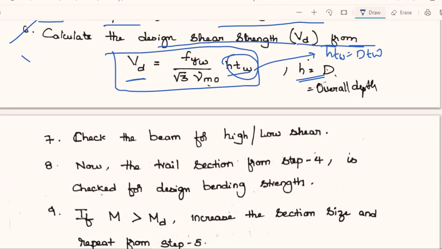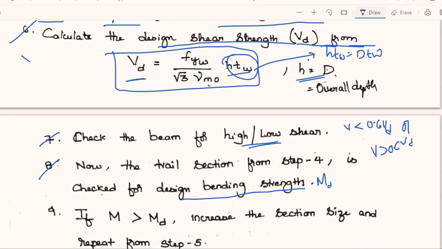Next, in the 7th step, you have to check whether V is less than 0.6 VD or V is greater than 0.6 VD. That is, you need to know whether it is high shear or low shear. And once you have known that, in step 8, the trial section from step 4 is checked for design bending strength. If it is a high shear section, we calculate the bending strength MD accordingly, and likewise if it is low shear, we do that accordingly.